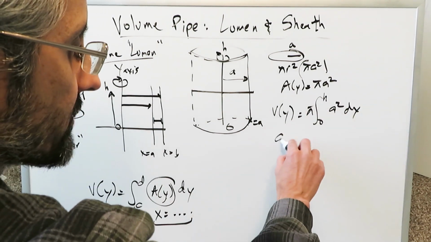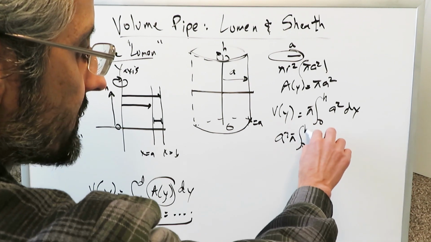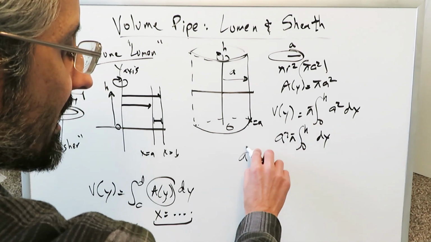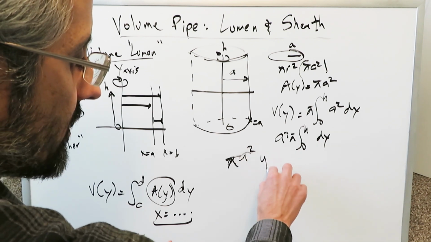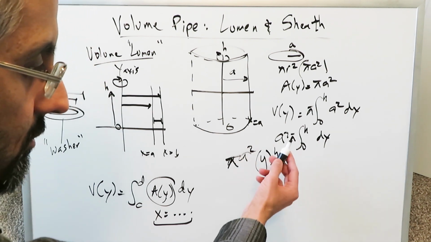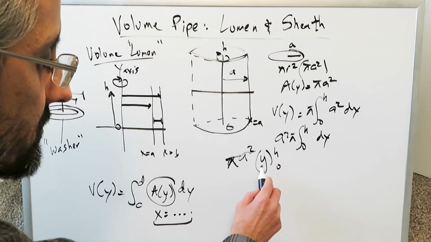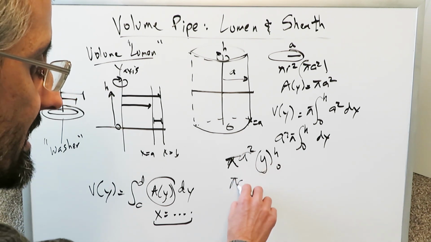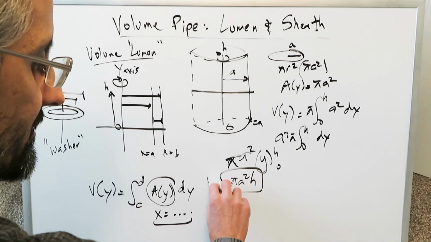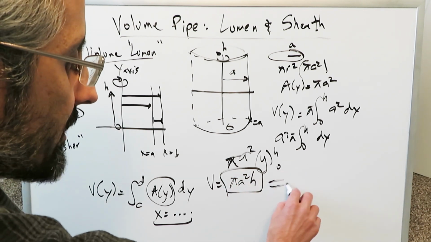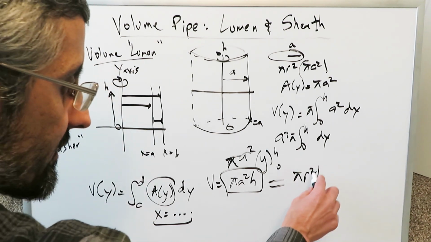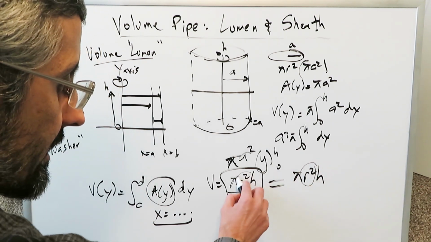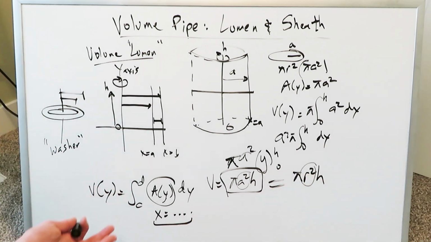You can push that a square out with the pi, and you're looking from 0 to h dy, and you have pi a square. The antiderivative of dy is just y, from an upper limit of h and a lower limit of 0. 0 is meaningless. When you do the definite integration, you have pi a squared h. This right here is the volume of your lumen, which very well mirrors the volume of a cylinder, pi r squared h. The only difference here is you're looking at a square instead of radius square, but the a square is the same as the radius, except we're using different terminology.